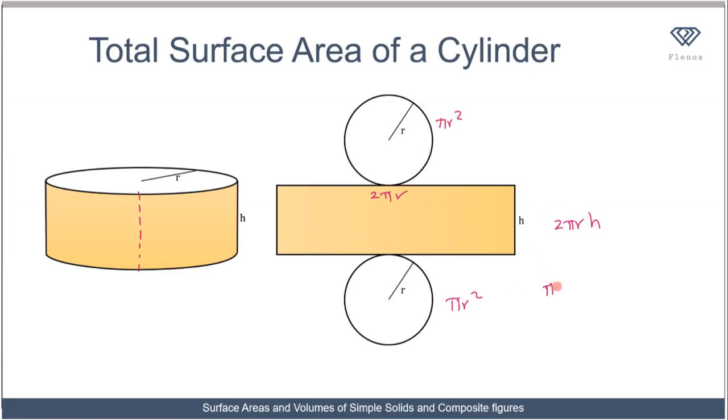So that will be pi r squared plus 2 pi r h plus pi r squared. Pi r squared plus pi r squared gives 2 pi r squared plus 2 pi r h. 2 pi r is common, so into the bracket: r plus h. So this is pretty much how you find the total surface area of solid figures.